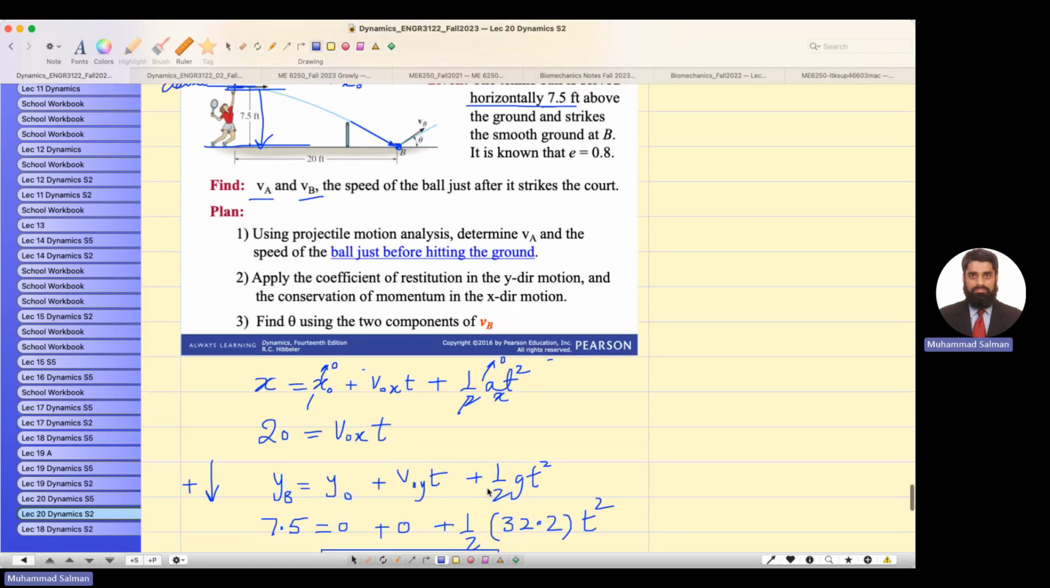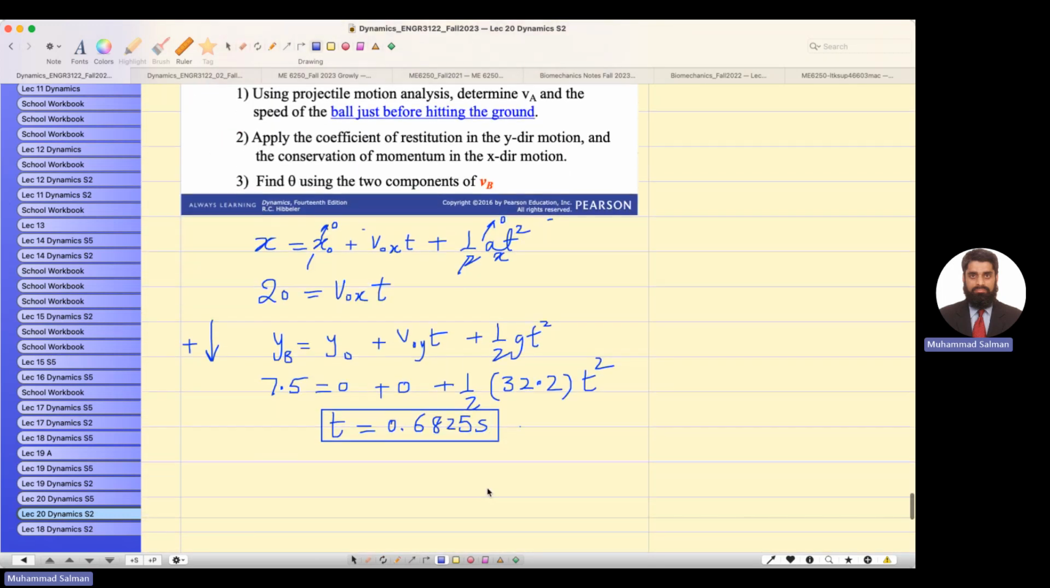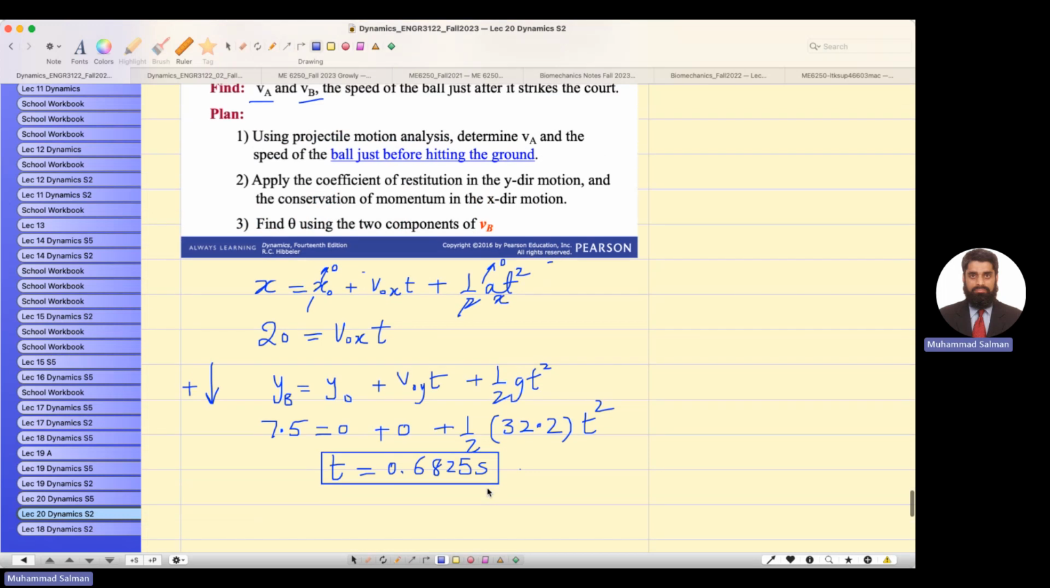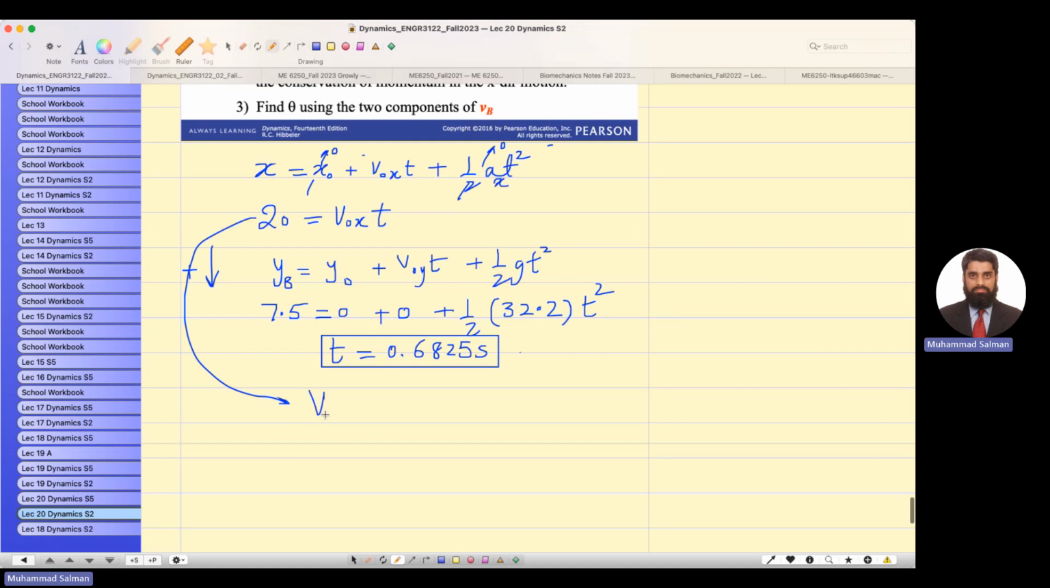Now let's do the next thing. We have to find out, can we plug this in over here and find the initial speed VA? So can you find V0x, which is 20 over 0.6825. This is also equal to VA, the initial velocity of the projectile. Do you get 29.3?